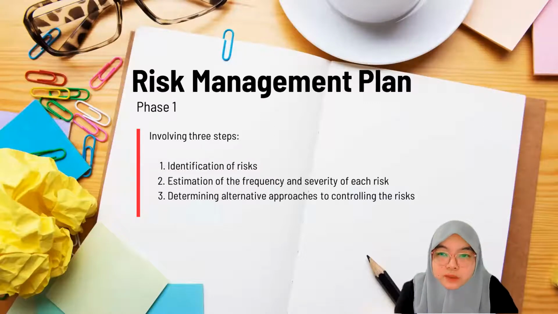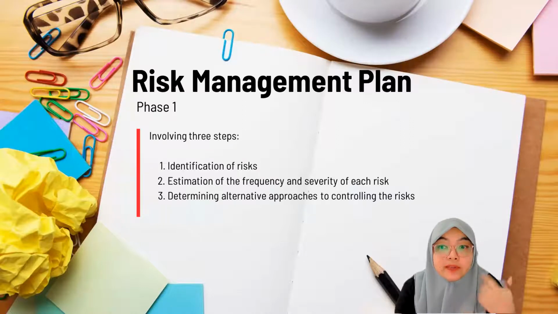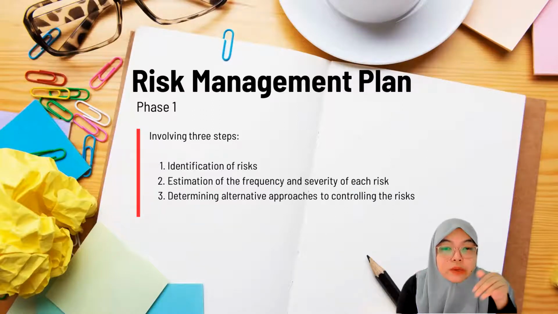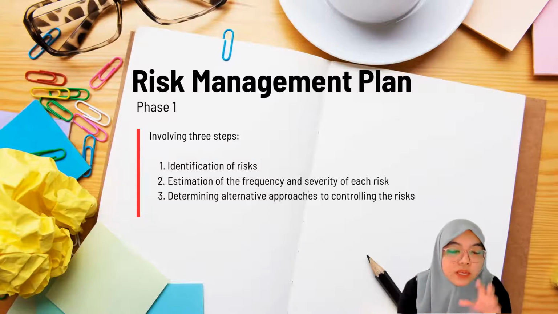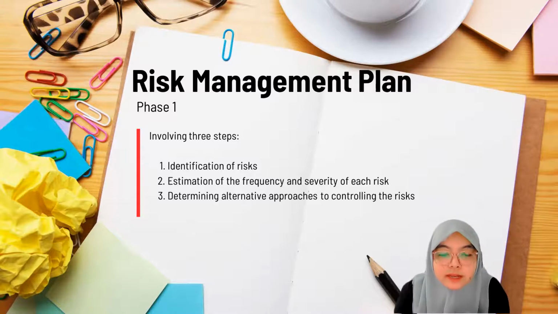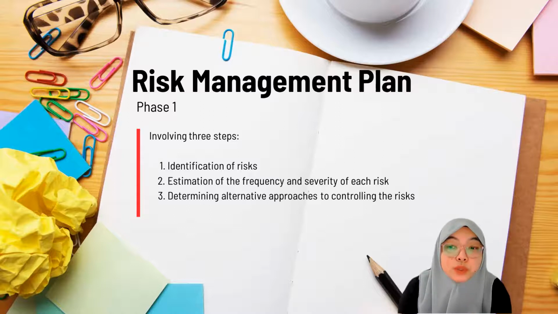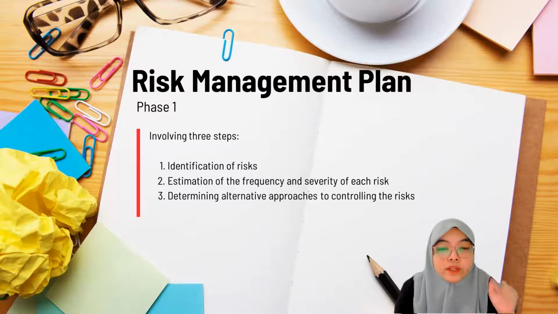As for the risk management plan, the first one involves three steps, which are identification and estimate, meaning identification of the risk. You identify the risk and then you estimate the frequency and the severity of each risk, meaning you check, okay, if you have a technical problem, how many times that problem will happen in a day. So you need to check the frequency of that problem. Lastly, number three, determining alternative approaches to controlling the risk. So what solution are we going to offer in order to remove or settle down all this risk.